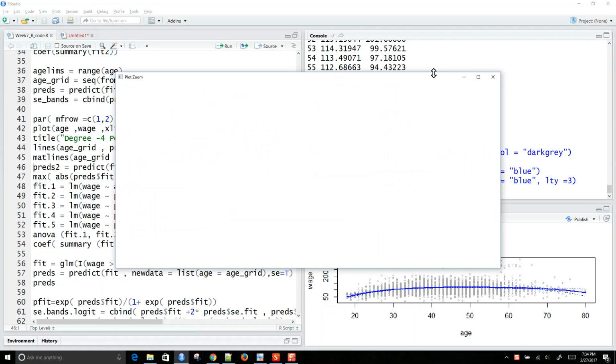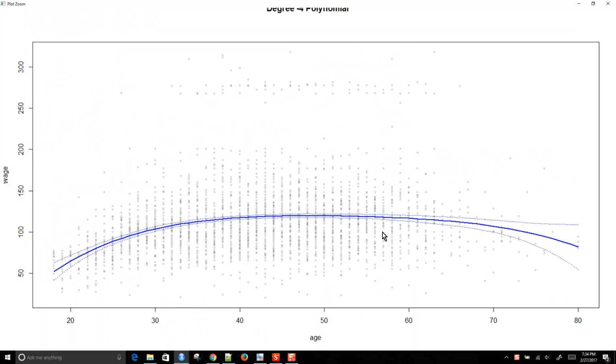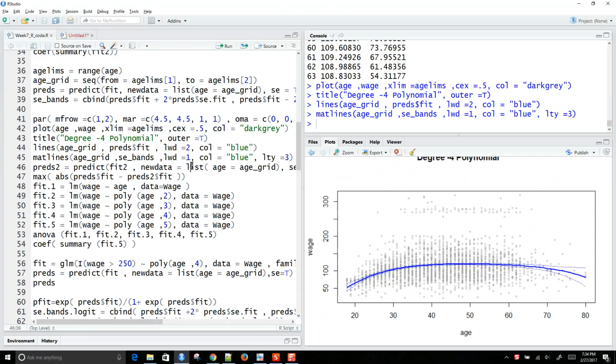Oops, shoot, what did I do? Figure margins too large. It's the bane of my existence here. Okay, and then we can also create other age and SE bands. Okay, and then we can see. All right, what if we used the, well, what did I do here?